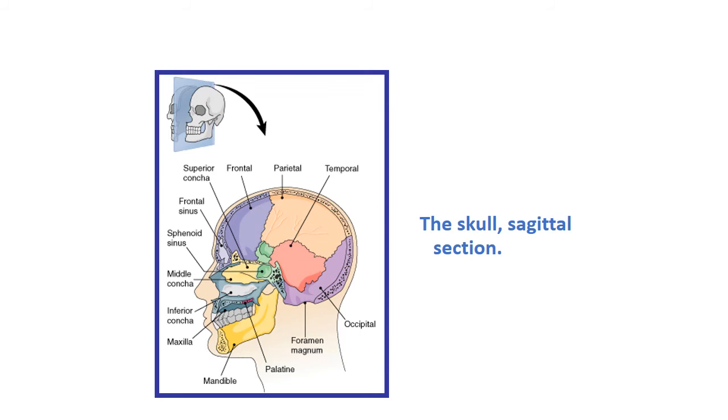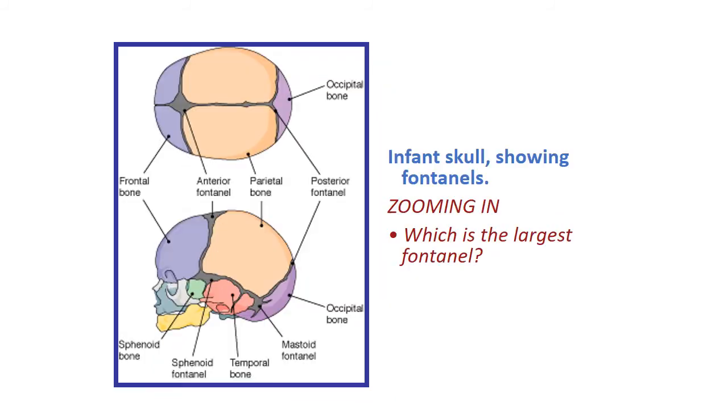This is the skull of the infant showing the soft spots. Notice the anterior fontanelle and the posterior fontanelle, and also the mastoid fontanelle. These fontanelles or soft spots eventually close up, and that's where you have your different sutures being formed. Notice that the parietal bone actually is still in two pieces here to allow for the passage of the child through the birth canal and also for the growth of the brain.